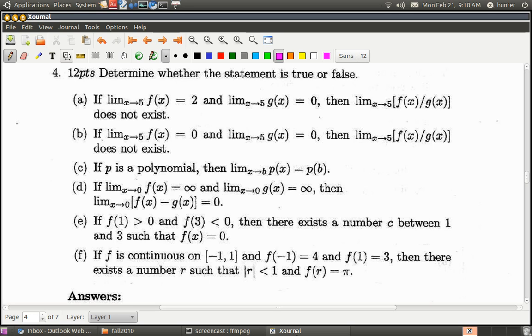If the limit as x goes to 5 of f is 2 and the limit as x goes to 5 of g is 0, so I'm going to put some marks here just because it makes me talking more exciting. So f is going to 2 and g is going to 0, then what is the limit as x goes to 5 of their quotient? Okay, so g is going to 0, right? The denominator is going to 0, and the numerator is going to some non-zero real number. So that means that the limit is not defined. So it does not exist is right. So the answer to A is true.